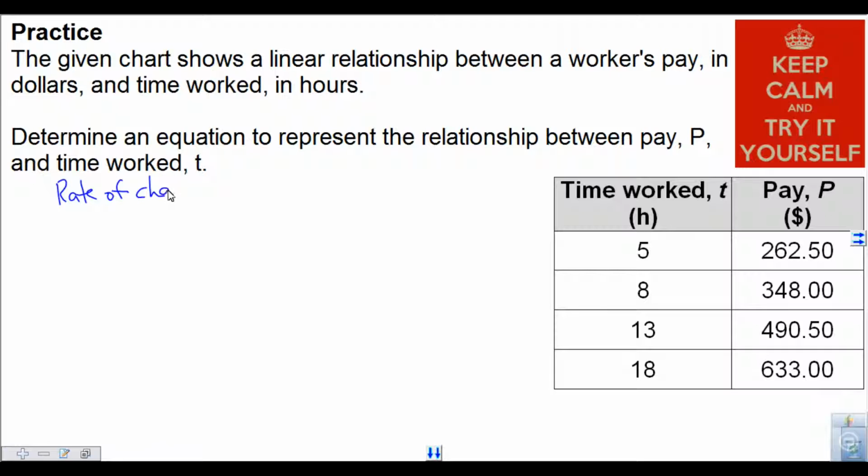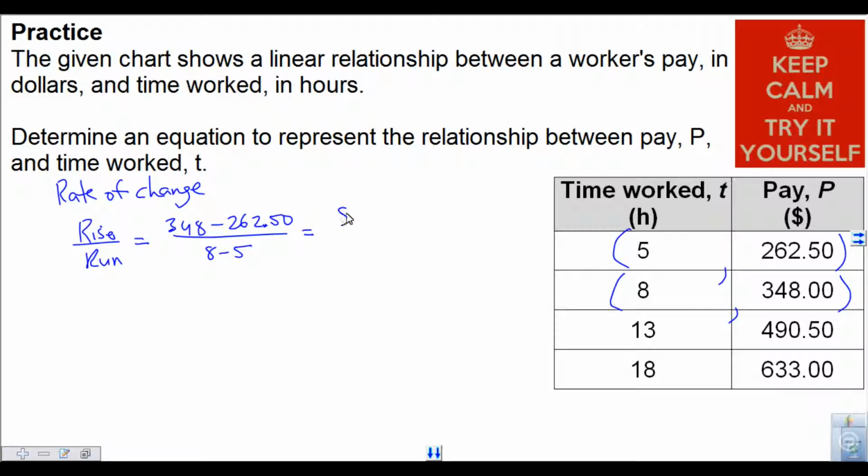All right, so we're going to pick any 2 points to calculate the rate of change. I think I'll just pick the first 2 points: 5, 262.50 and 8, 348. So we're going to calculate rise over run. That's equal to 348 take away 262.50 over 8 minus 5. That'll get me 85.5 divided by 3. And then when we divide, we should get 28.5. So that's dollars per hour.